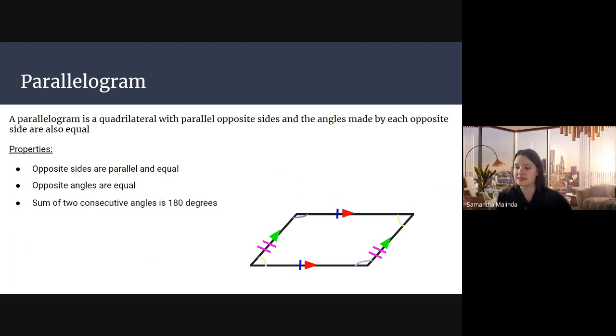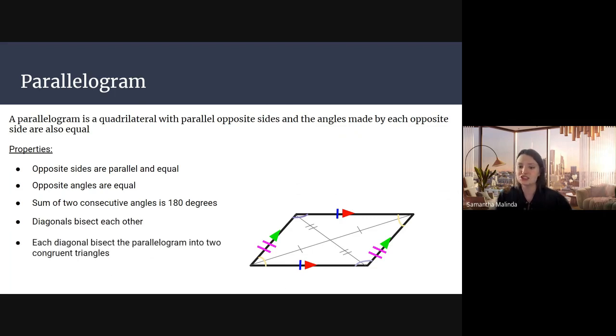Consecutive angles means either the top 2 angles, the bottom 2 angles, the left angles, or the right angles. So they are actually on the same line. They are not opposite. If you add those together, you should always get 180. Diagonals bisect each other. That means perfectly splitting the diagonals in half. And each diagonal bisects the parallelogram into two congruent triangles.